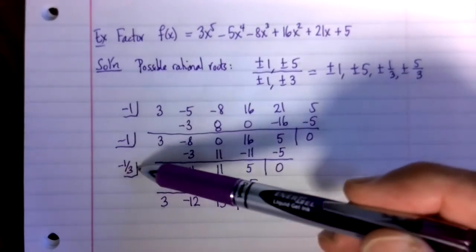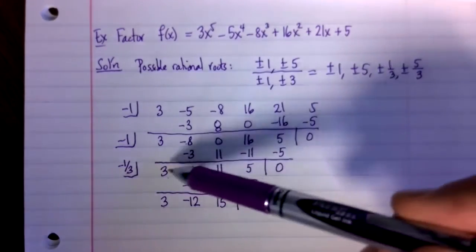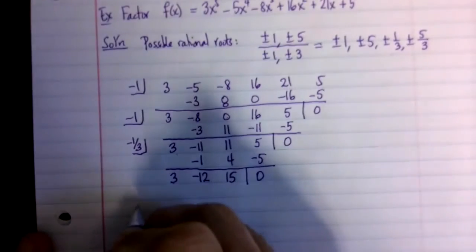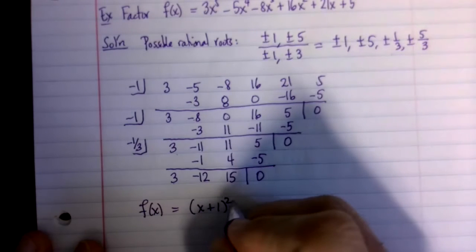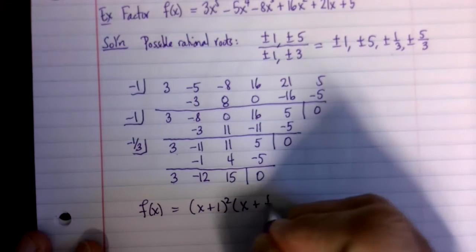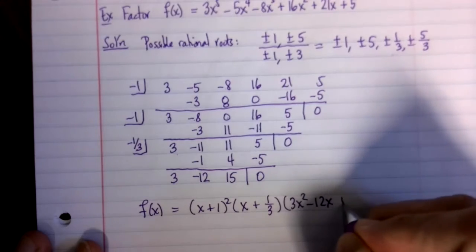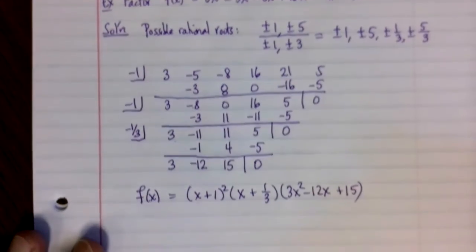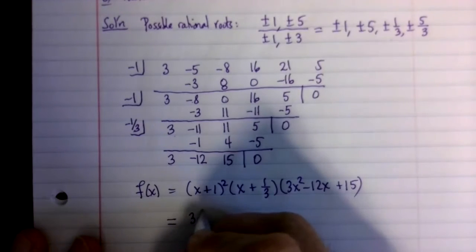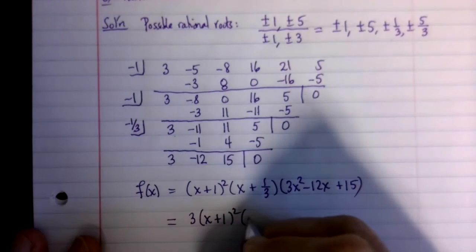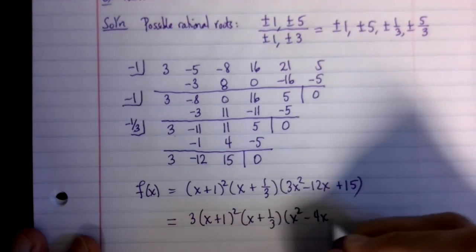Please note that to check -1/3 was a root, I did not go back to the original quintic. I used the factorization that I had to make it even simpler. So I've shown that f of x is equal to (x + 1) squared, then I've got (x + 1/3), and then 3x^2 - 12x + 15. Okay, and so I can factor 3 out of the last bit. So 3 times (x + 1) squared times (x + 1/3), then (x^2 - 4x + 5).